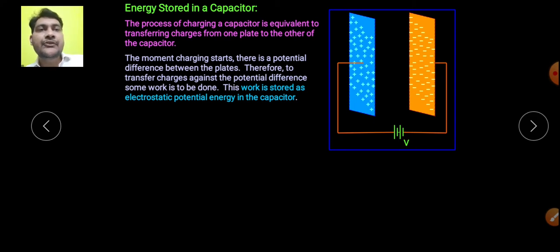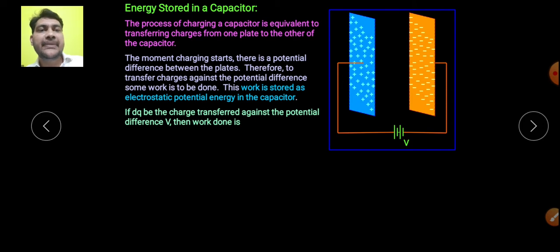The moment charging starts, there is a potential difference between the plates. Therefore, to transfer charge against the potential difference, some work has to be done. We know that if there is some potential difference between two points and we transfer charge between those points, then we will have to do some work. And that work is stored as potential energy of that capacitor.